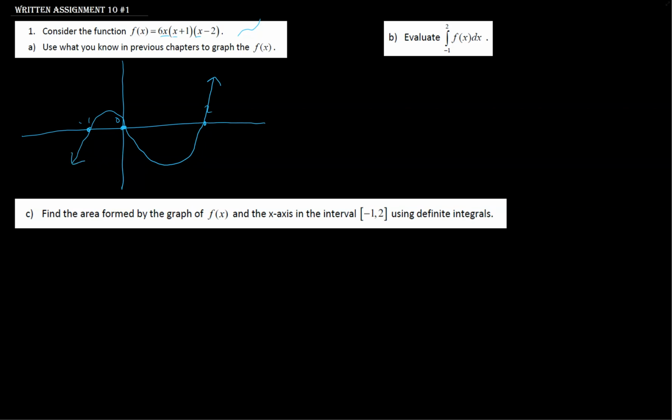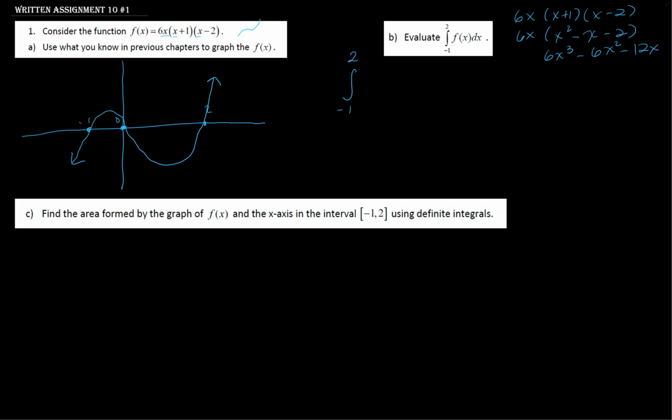And what we want to know in part B is the integral from -1 to 2 of f of x dx. First, let's multiply out 6x times x plus 1, x minus 2. That would be 6x multiplied by x squared minus x minus 2, which gives us 6x to the third minus 6x squared minus 12x.